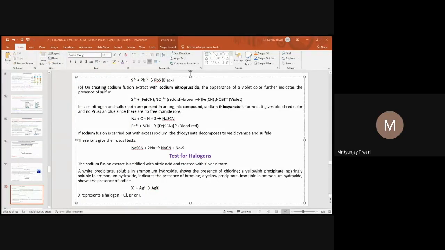So for the leftover sodium fusion extract, we can take a small amount in a small test tube, acidify it with nitric acid, and treat it with silver nitrate.